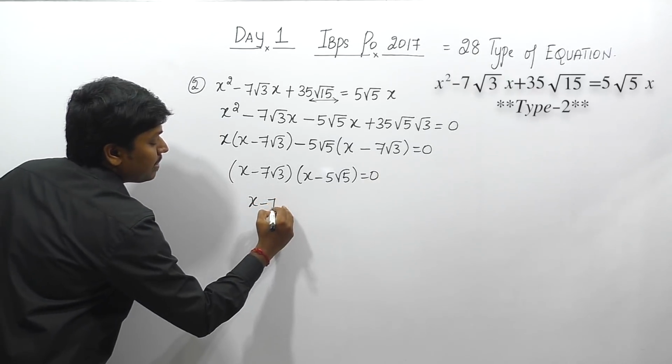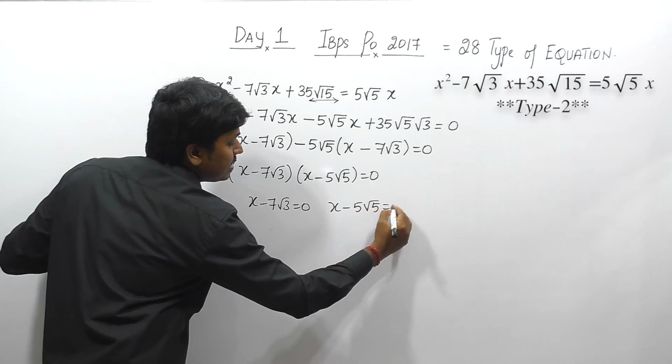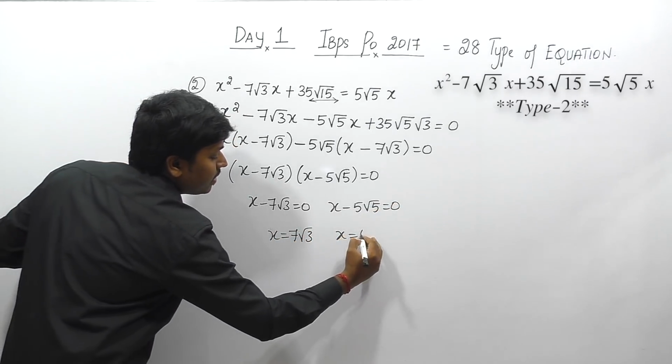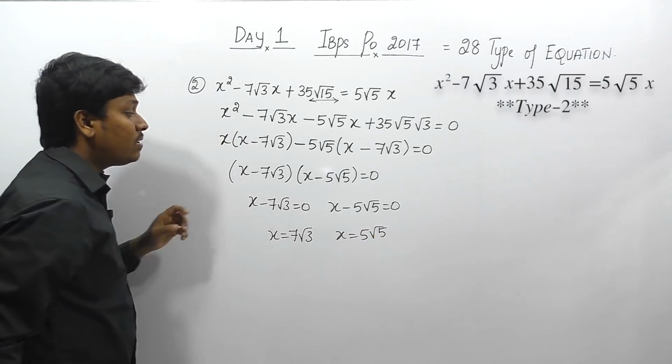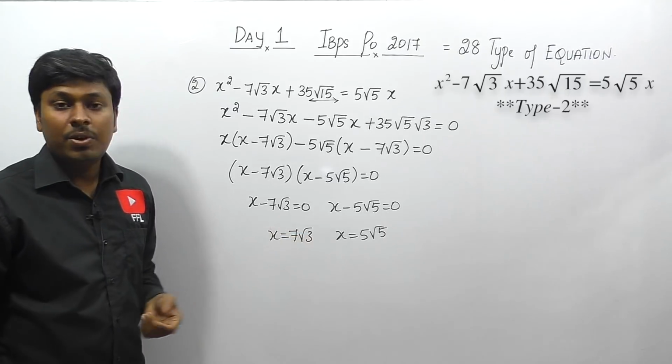So finally x minus 7 root 3 is equal to 0, then x minus 5 root 5 is equal to 0. So we got x is equal to 7 root 3, then x is equal to 5 root 5. So one value, the one factor is 7 root 3 and the second factor is 5 root 5. So finally we got the factors, right?